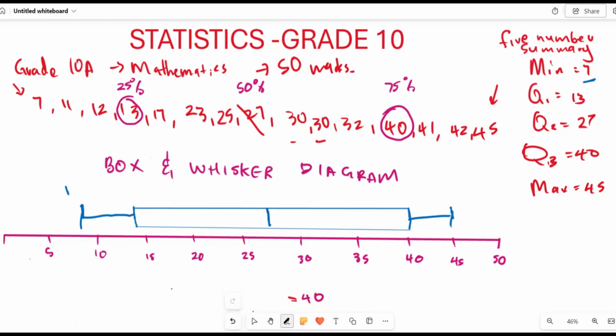Here it is given by your minimum value. Here it is given by your Q1. Here it's given by Q2. Here it's given by Q3. And here it's going to be given by your maximum value. Look at me, I almost wrote Q4, which is going to be our maximum value. Okay, so these are the very basic things that we need to understand whenever we are looking at statistics, or rather ungrouped data.